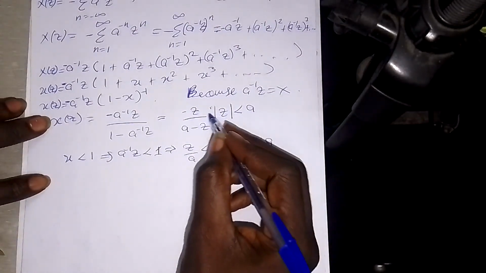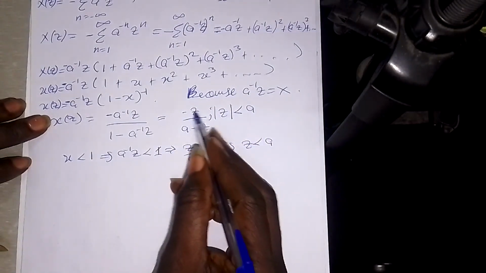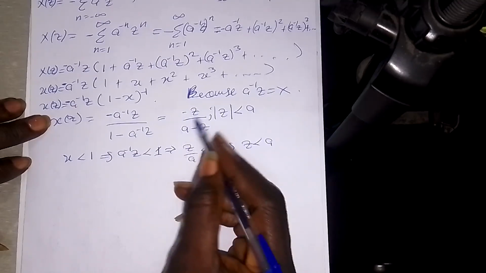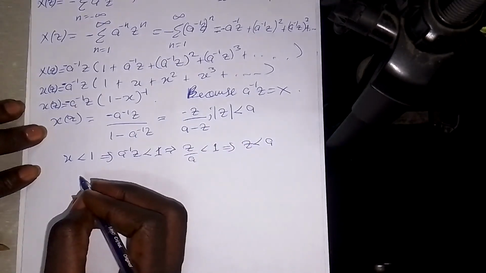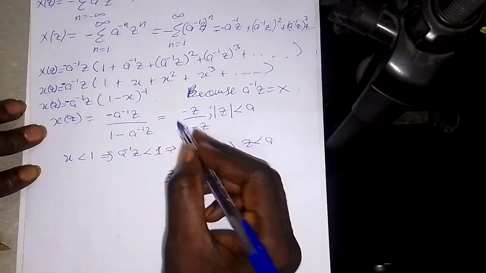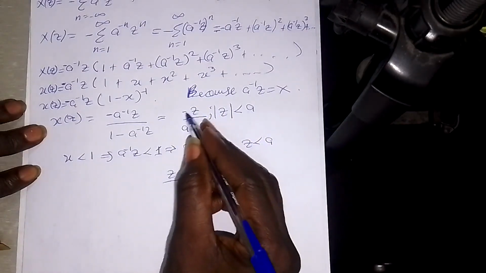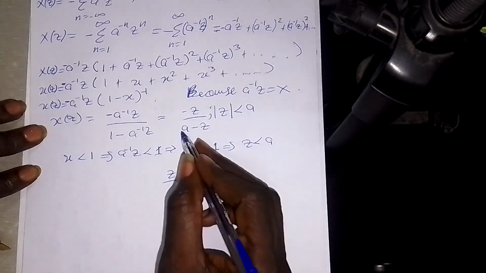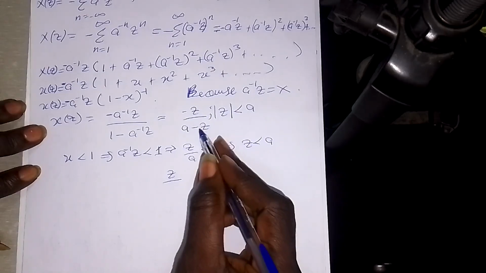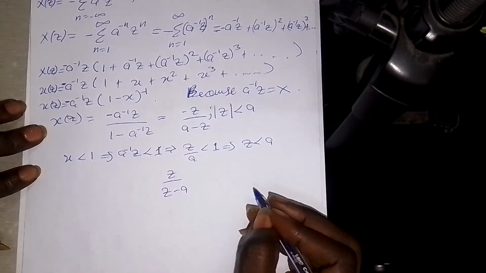But you see this place, if I multiply through by negative 1, it will become Z. Negative 1 times negative Z becomes positive Z. And here, negative 1 times A is negative A, and negative 1 times Z is positive Z. So Z minus A, that's what I'll get if I multiply through by negative 1.